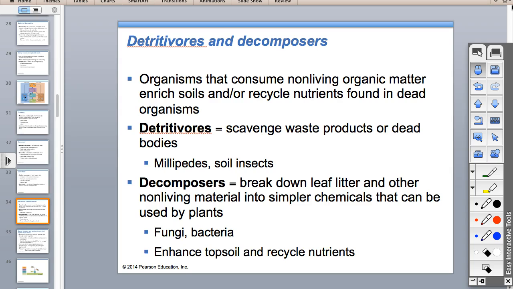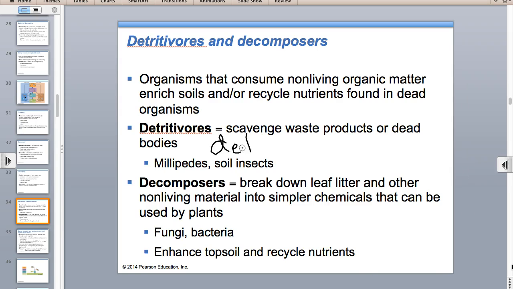Detritivores scavenge waste, yay, or dead bodies. Decomposers are going to break down stuff. Detritivores eat detritus. Detritus is another word for dead stuff.